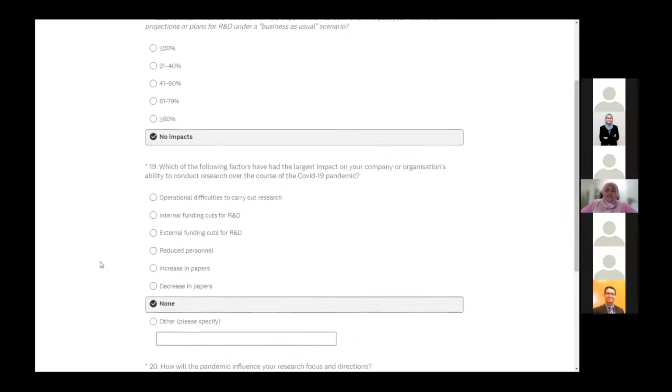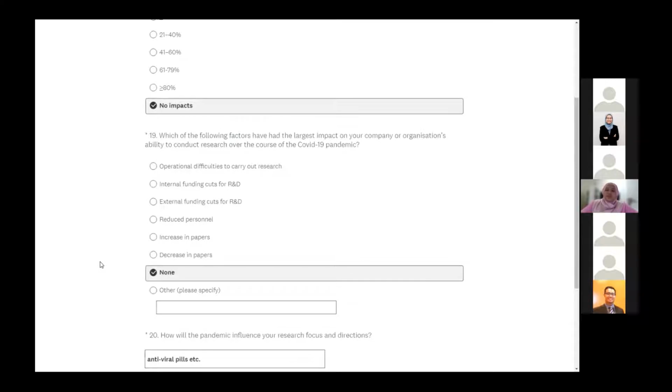For question 19, which is the factors that had the largest impact on your companies or organizations to carry out the research, can arise problems such as MCO, lockdown, where there were issues about traveling, or issues where people cannot be mobile from one place to another. That could be operational difficulties, or there could also be no problems as well.